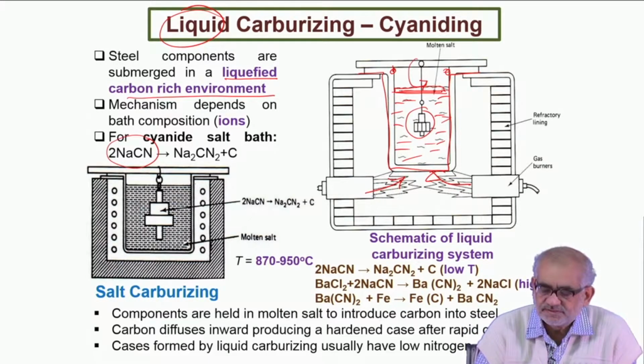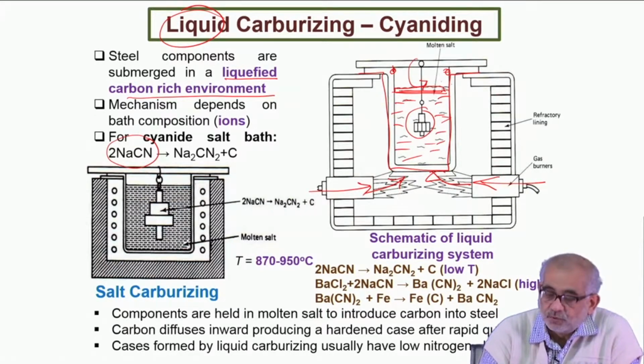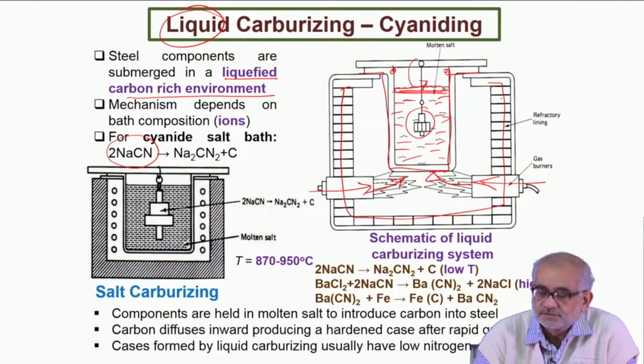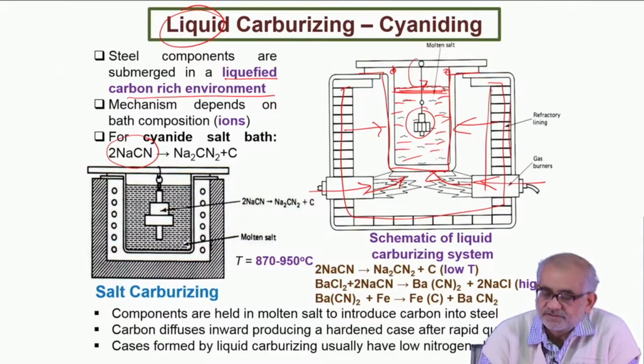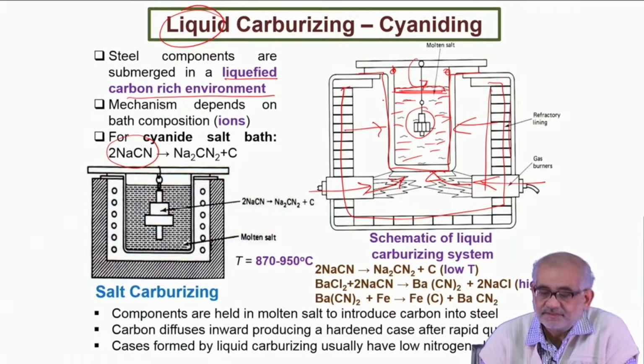These are essentially flames or burners through which we heat up. The whole chamber is actually enclosed in a furnace with a certain amount of refractory lining, so that the heat is radiated back onto the vessel containing the salt bath. So the bath is always maintained in the liquid state.